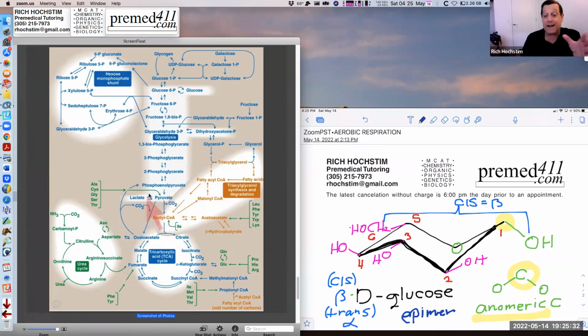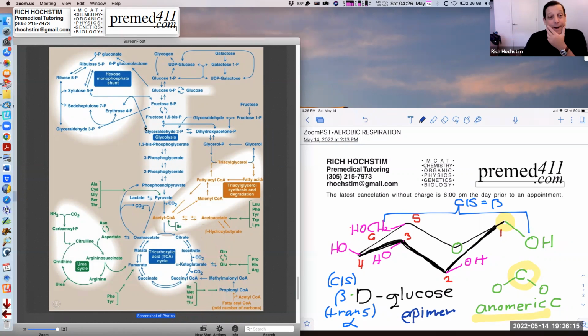Pyruvate can be turned into lactate in something called fermentation, or it can go into the Krebs cycle as a result of a decarboxylation. And when it decarboxylates, it forms acetyl coenzyme A. And the CoA comes from fatty acids. That's this over here. It goes into the Krebs cycle, and the Krebs cycle produces molecules that have high energy that make ATP. And that's called the electron transport chain, also known as oxidative phosphorylation process. It's not shown here because it's not a chemical reaction. It's a different form of reaction. These are just chemical reactions here.